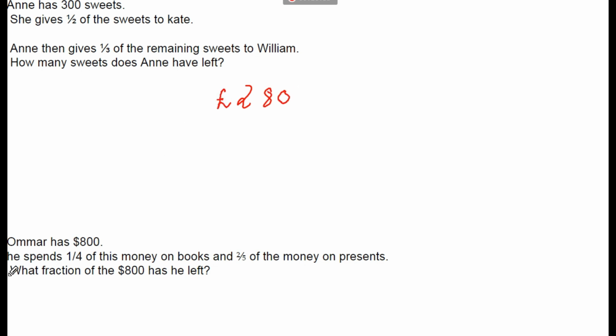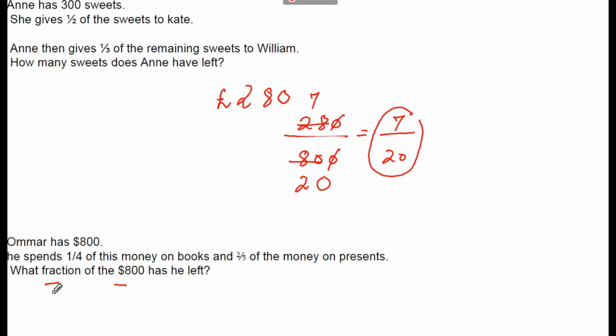Okay, we need to find fraction of 800. That means 280 out of 800, right? We can simplify it. Zeros can be cancelled out with each other and now we can divide it by 4. 4 times 2 is 8 and 4 times 7 is 28 and we are left with 7/20. Okay, so this is your fraction of the money he is left with, right?